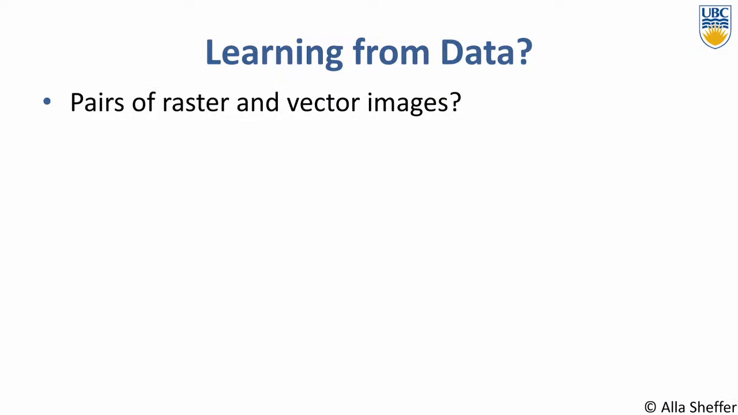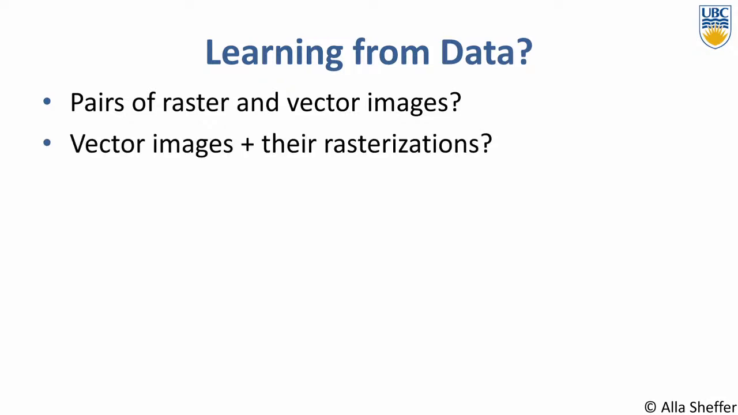Now, hey, we're image people. How about we learn what's right from data? What kind of data? Well, kind of obvious. Pairs of raster and vector images, right? Let's try and learn what's the right vector. Well, what kind of vector and raster? A very simple answer could be, well, why don't we take vector images and rasterize them?